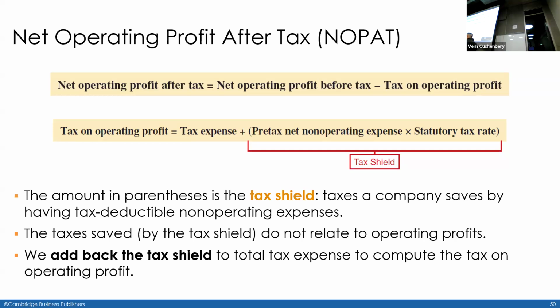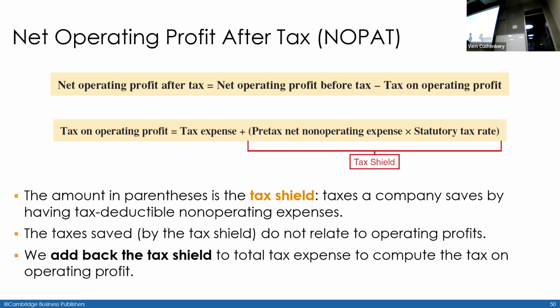of 34,719,000,000. Now let's look at that tax shield. We know what the net operating profit is before tax. Now we have to subtract off this term that says tax on operating profit. Tax on operating profit is equal to the tax expense from the income statement plus the pre-tax net non-operating expense times the statutory tax rate.